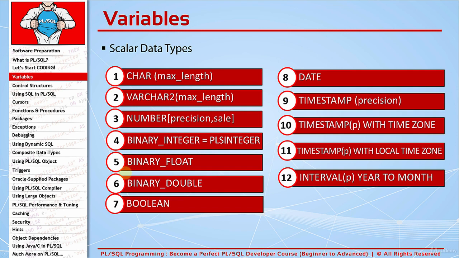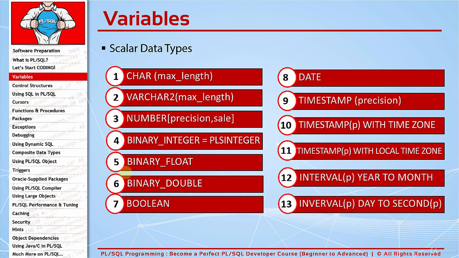And interval year to month. This data type stores and manipulates intervals of years and months. We can set precision for the number of digits in the year section. And the last one is interval day to second. This data type stores and manipulates intervals of days, hours, minutes, and seconds. These precisions specify the number of digits in the specified time value.